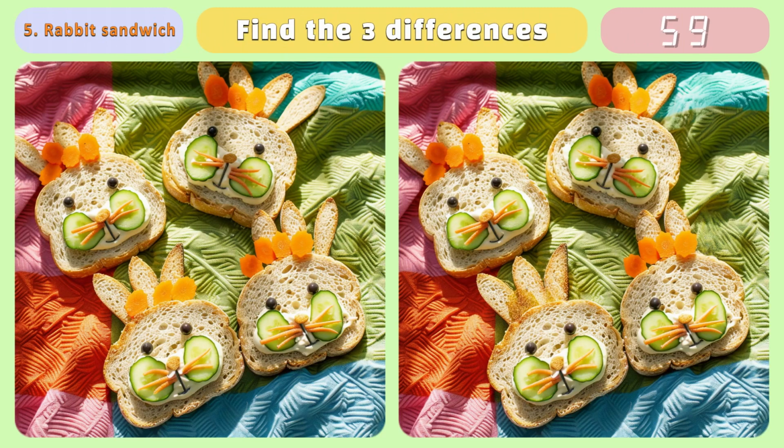Find the three differences. It's a rabbit sandwich. Bread was cut into the shape of a rabbit, and it was decorated with vegetables and cheese.